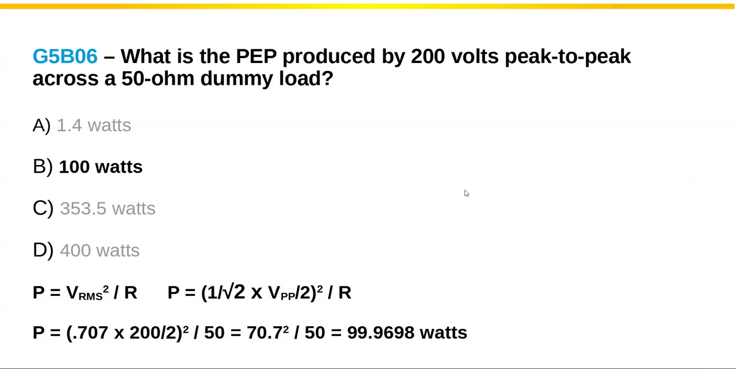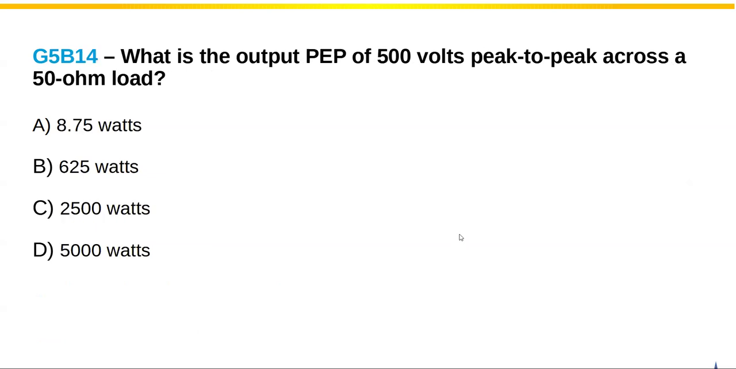Okay, well, that one's not on the extra. Well, then I'll forget about it. But you have to know how to do it. So what's the output peak envelope power of 500 volts peak to peak across a 50 ohm load? So same question, they're just changing the voltage.